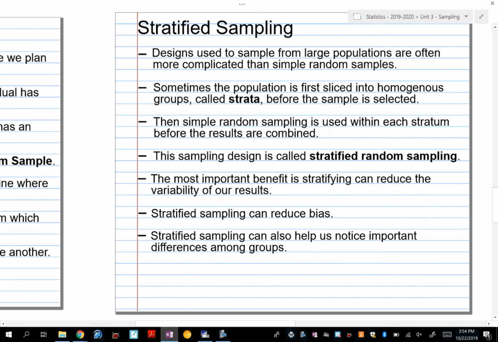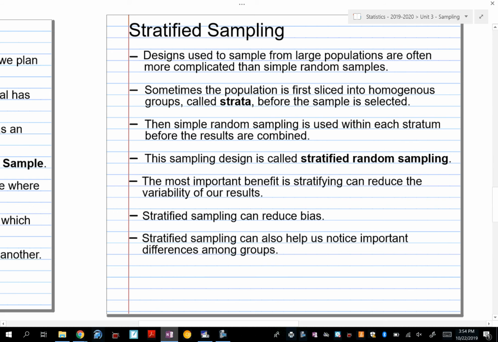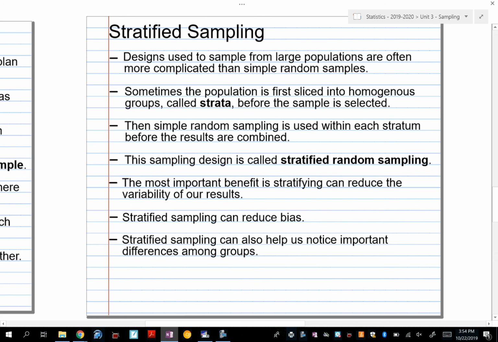Okay, the next one, stratified sampling. I think the easiest way to think about stratified is to think about going to a buffet. Has everyone been to a buffet before? Doesn't matter what kind. You've been to a buffet? You know how it works.